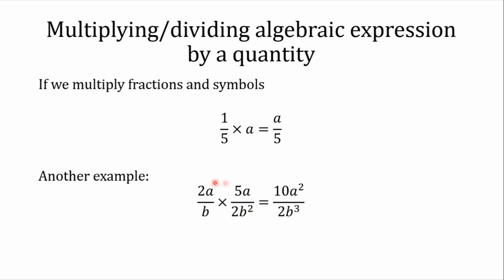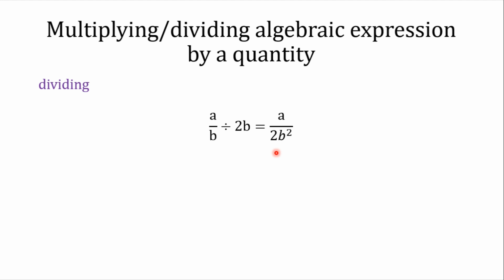So we multiply the numerators. That's 2 times 5, that's 10. And then a times a is a squared. And there's an imaginary number 1 here, so 1 times 2 is 2. And b times b to the power of 2 is b to the power of 3. So that's the same thing as here: b to the power of 1 plus 2, that's b to the power of 3.